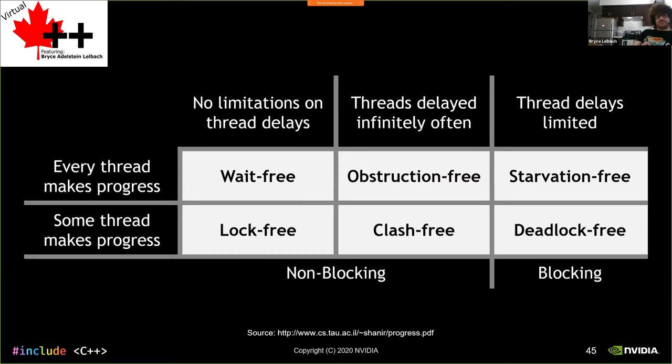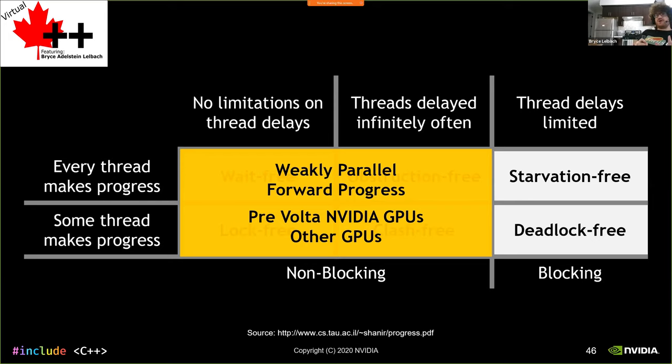Okay, so this chart shows a taxonomy of concurrent algorithms. Understanding the chart is not particularly important right now. The main takeaway is that you can divide this chart into two sections. There are algorithms on the left, which are non-blocking algorithms, and algorithms on the right, which are blocking algorithms. The majority of the synchronization code that you've written probably falls into the category on the right of blocking code. Now, pre-Volta NVIDIA GPUs, and GPUs manufactured by companies that are not mine, provide what C++ calls weakly parallel forward progress guarantees.